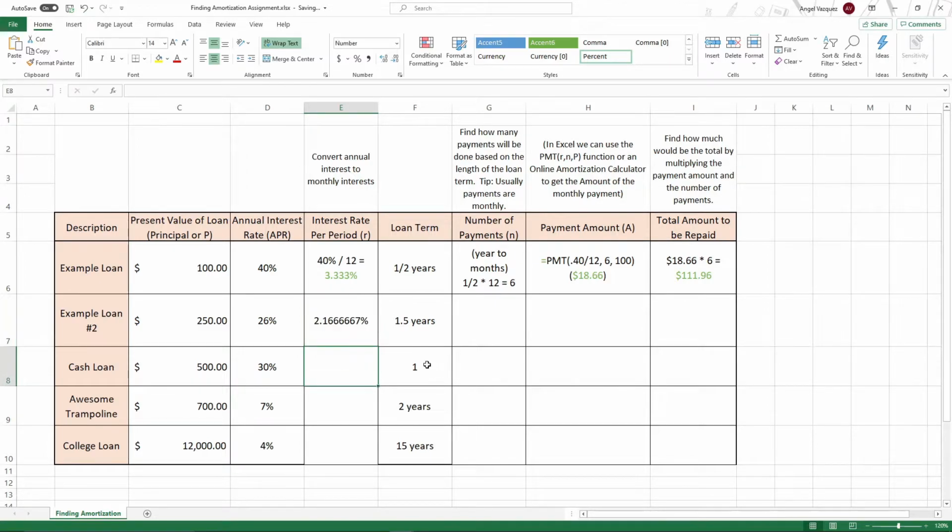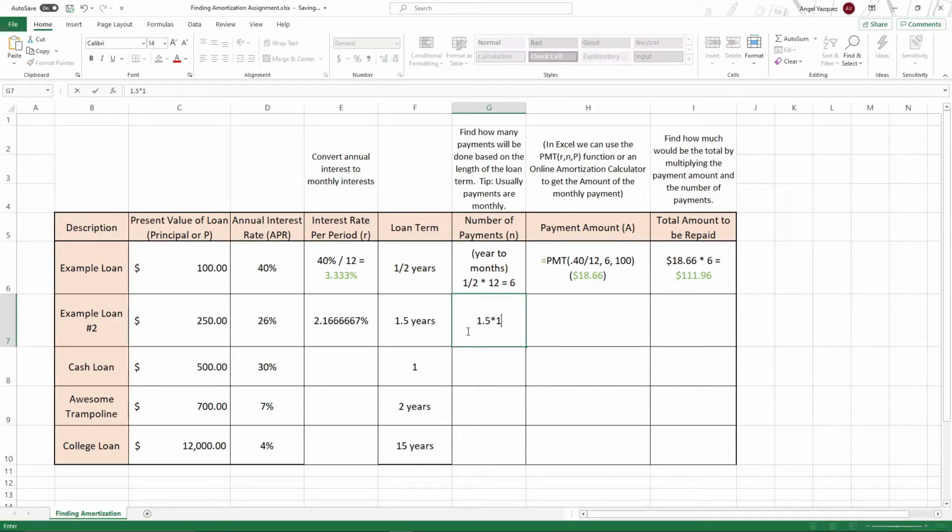We're good. Then after that, we have the loan term, which is 1.5 years, 1 year and a half. How much would that be? Well, if 1 year contains 12 months, all we need to do is put 1.5 times 12 to know how many months that is, right? So 1.5 times 12. Let's put the equal sign before that to have the answer displayed. And there we go. So 12 months plus half a year, which is 6 months, that gives us 18 months.